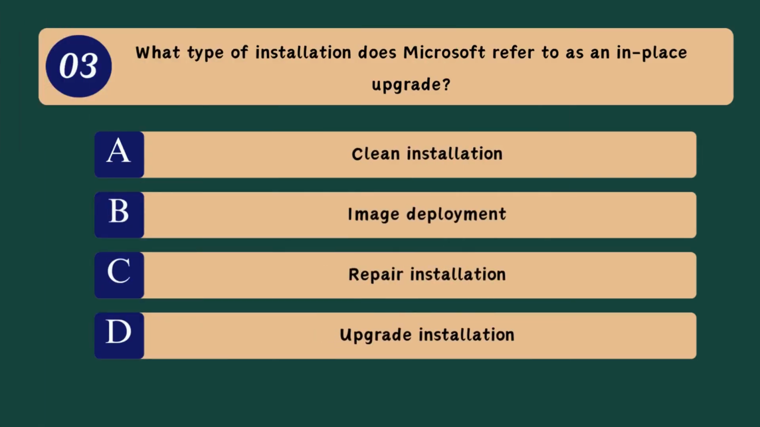Question 3. What type of installation does Microsoft refer to as an in-place upgrade? A. Clean installation. B. Image deployment. C. Repair installation. D. Upgrade installation. Correct answer: D. Upgrade installation.